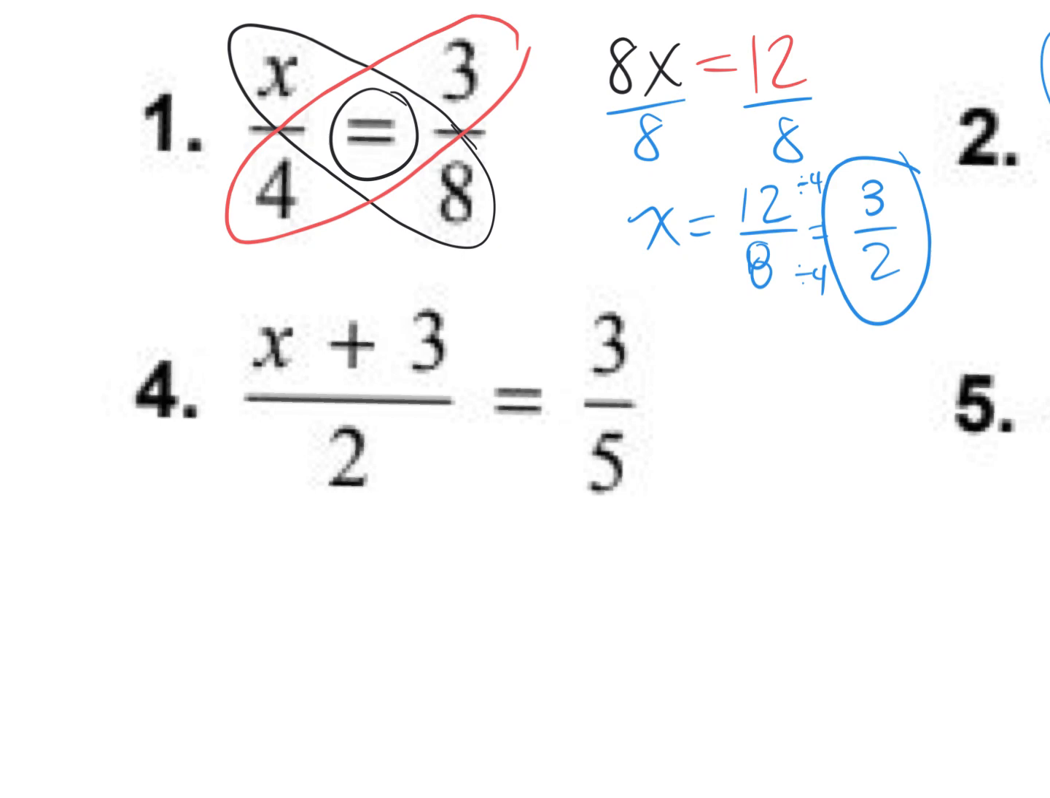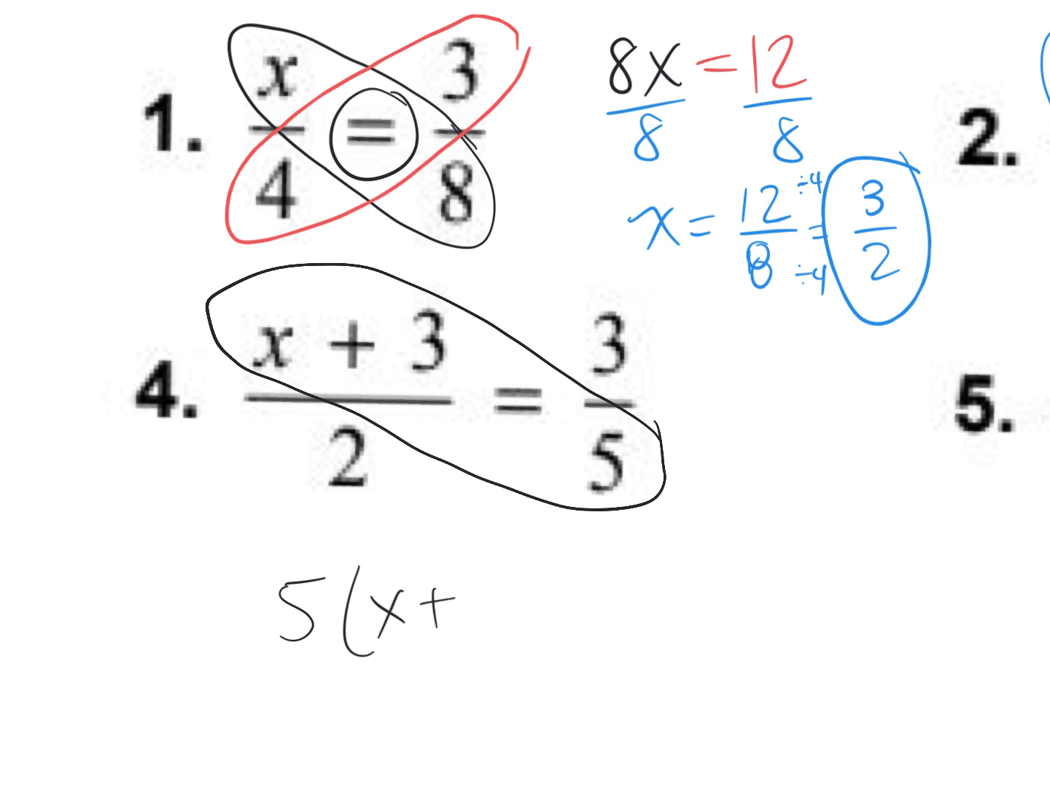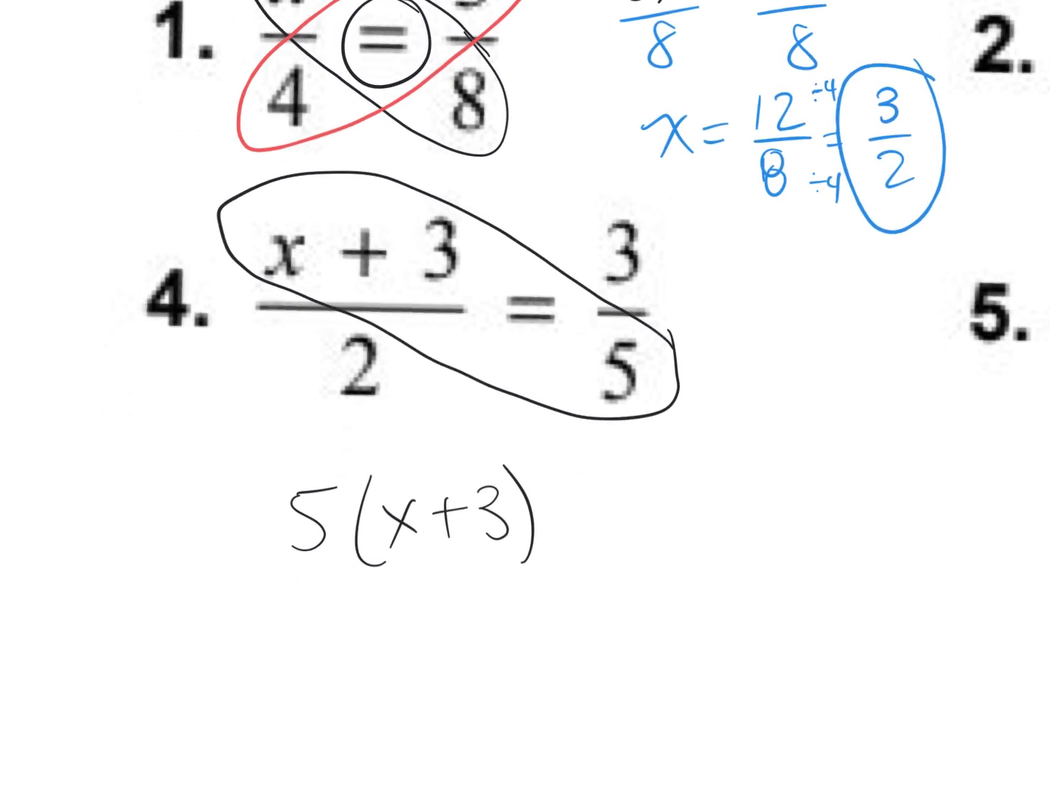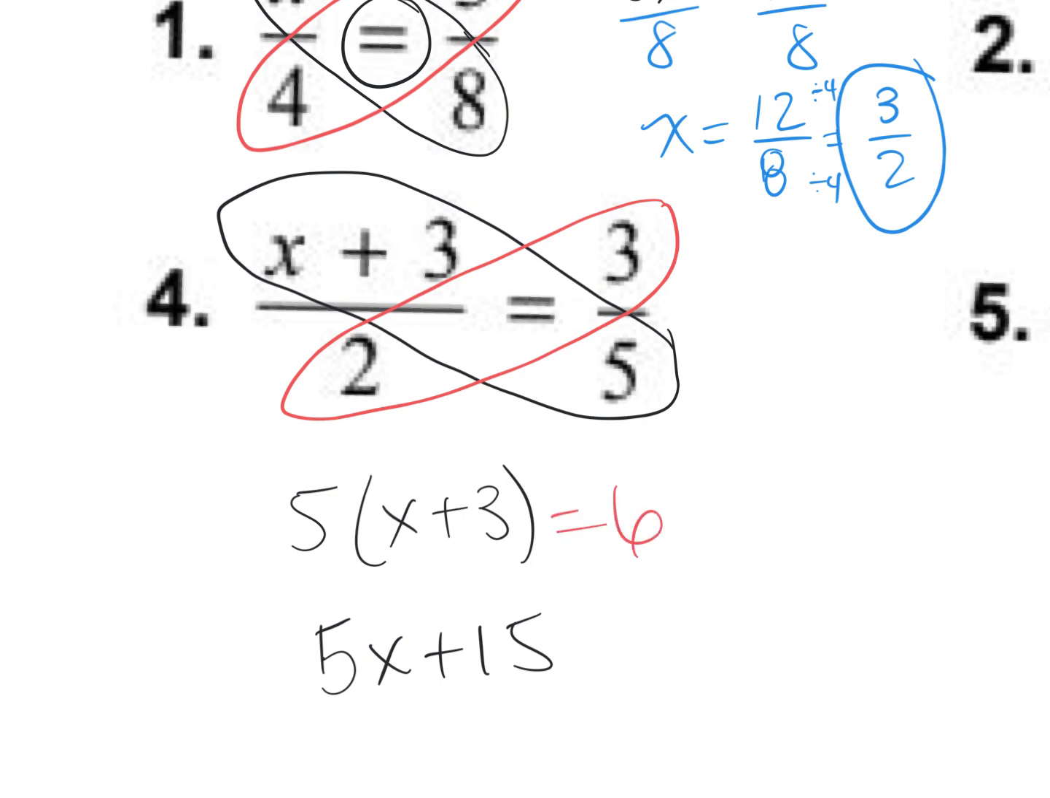Multiply x plus 3 times 5. Very good. x plus 3 times 5. So that'd be 5x plus 15. Very good. You distribute the 5 and you get 5x plus 15. And the other side of the equation? And we do 2 times 3. And you get? 6. All right, Bryson, can you go ahead and solve this one for me?